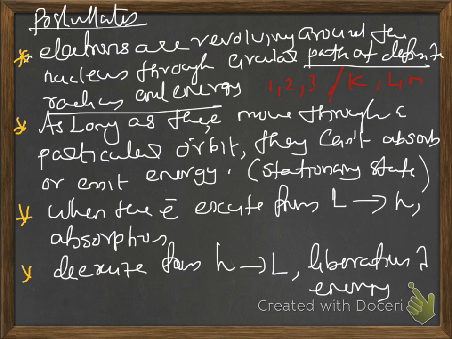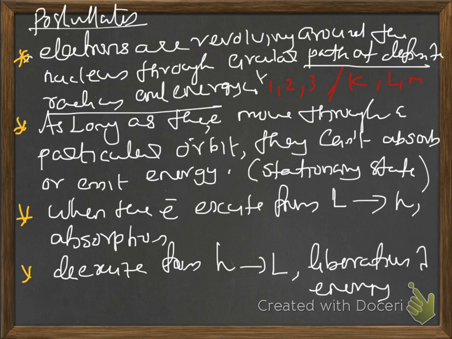Electrons are revolving around the nucleus through circular paths of definite radius and energy. That means, as long as an electron is moving through a circular path, there will be no change in the radius of that path and no change in the energy of that path. So, that electron does not go to a spiral path. It will always have an orbit. It will move through an orbit of definite radius and definite energy. So, there is no change in energy, and we call it a stationary state.